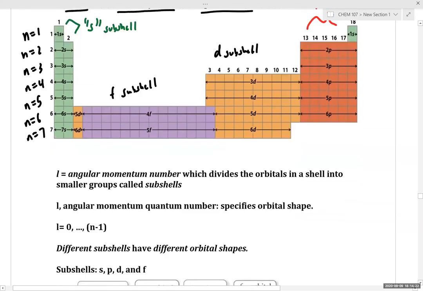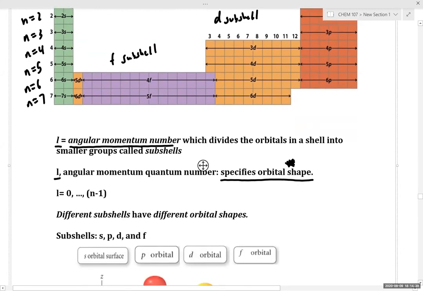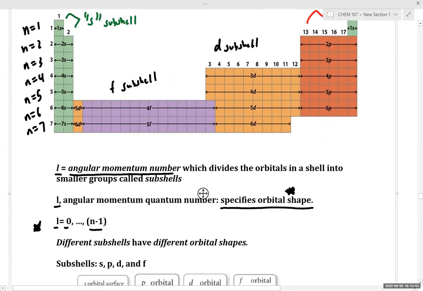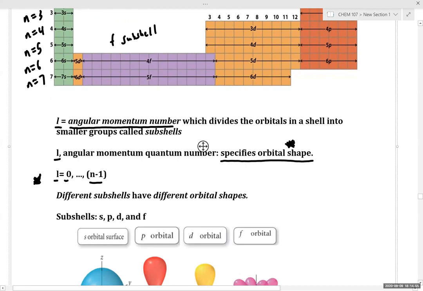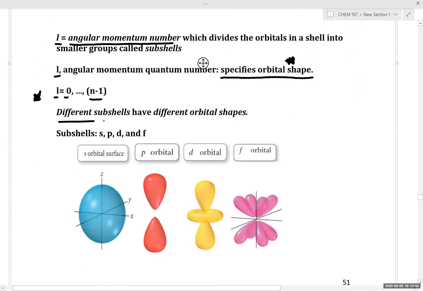Subshells are defined by l, which is known as the angular momentum number. l specifies orbital shape. For any row, l can have values from 0 to n minus 1. So we'll show how this can play a role in how many subshells we have in a row. The main thing I want you to know is different subshells have different orbital shapes.